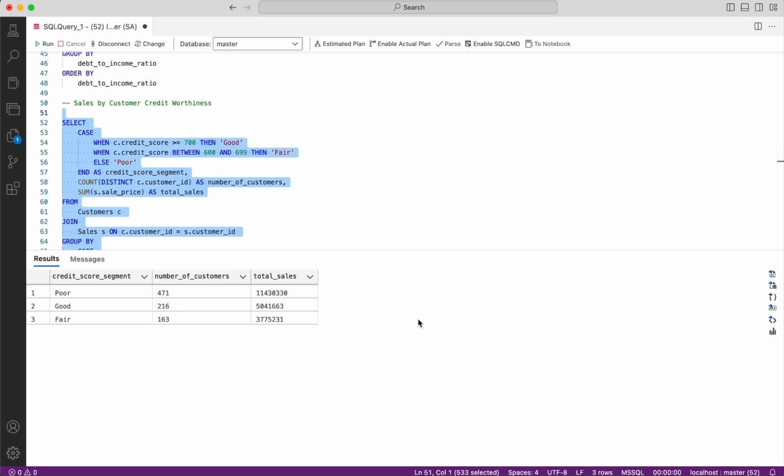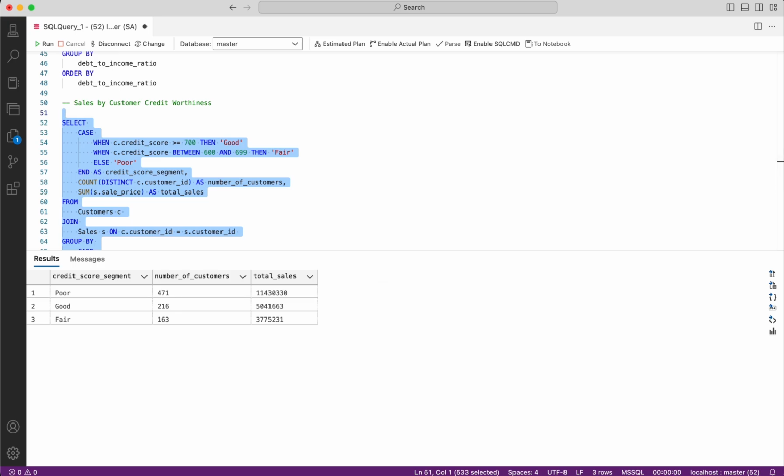Okay. So this is going to divide up all of the customers that we had in these 2 years into 3 separate segments. Customers with poor credit, good credit, and fair credit. And we also see the number of customers and the total of sales associated with these customers.